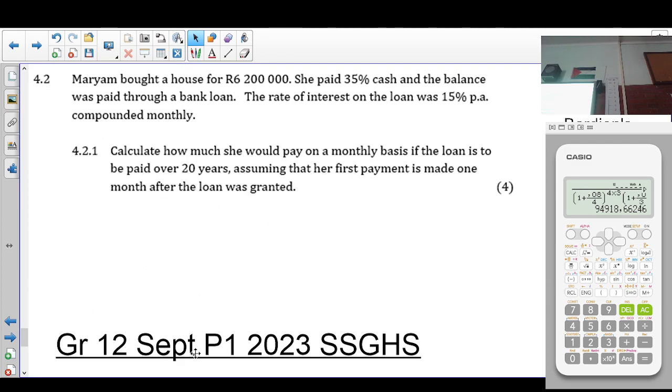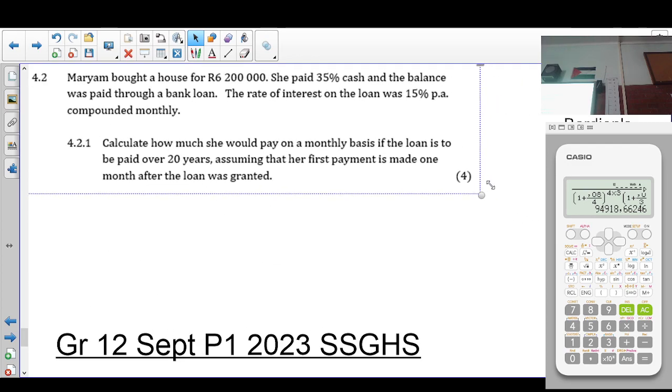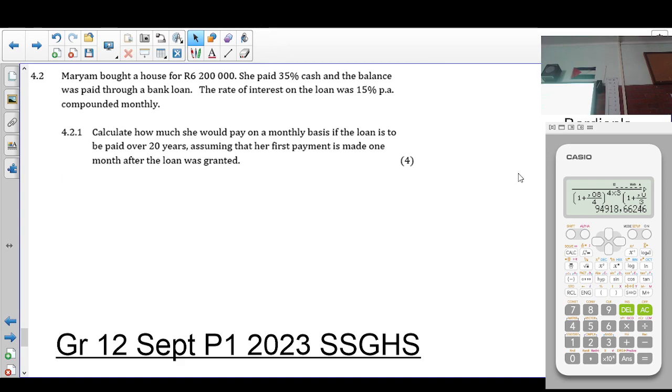Look at 4.2. We're told that Mariam bought a house for 6.2 million, or 6,200,000. She paid 35% cash, and the balance was paid through a bank loan. The rate of interest on the loan was 15% compounded monthly. Calculate how much she would pay on a monthly basis if the loan is to be paid over a period of 20 years, assuming that the first payment is made 1 month after the loan was granted. So if it's 1 month after the loan was granted, there's no deferment on your end.